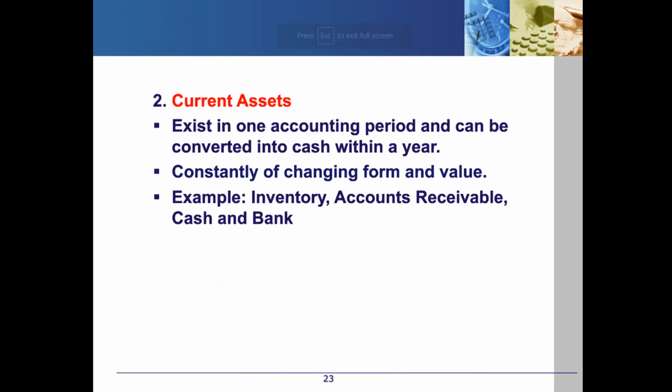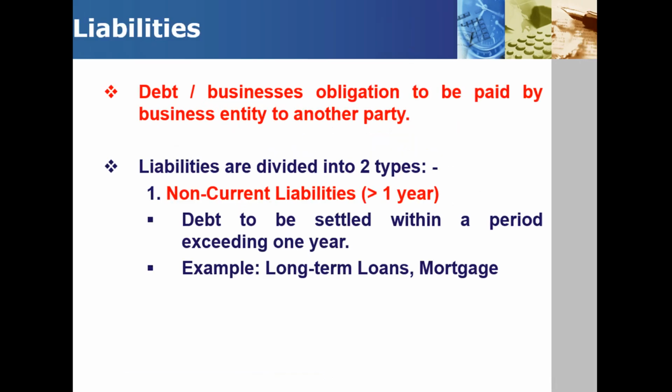The second one is current assets. Current assets exist in one accounting period and can be converted into cash within a year. It is constantly changing form and value. Examples of current assets are inventory, accounts receivable, cash and bank. Bank refers to our money at the bank.